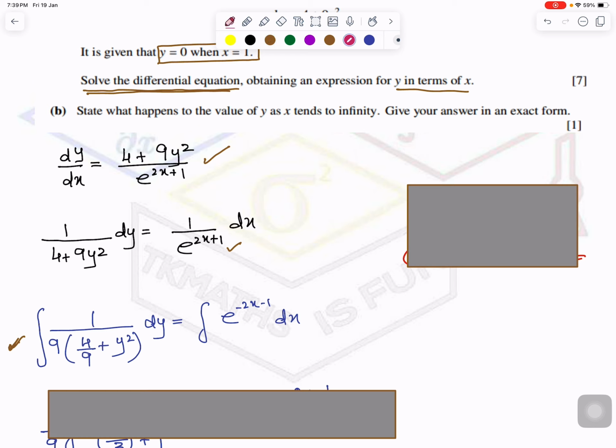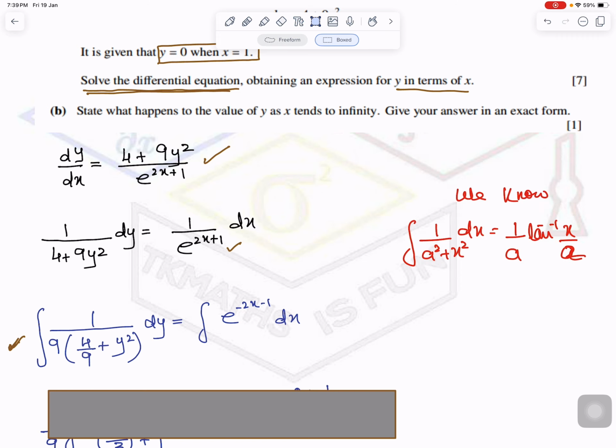Because this step or this method or this concept was introduced in the 2020 syllabus. Earlier it was not there. So let me remind you this thing. It is part of the syllabus now from 2020 onward. If you integrate 1 divided by a square plus x square, the coefficient of x square is 1, then the integration is equal to 1 over a tan inverse x over a. You can see here, right? This is a. So that's why I'm trying to make the coefficient of y square 1.